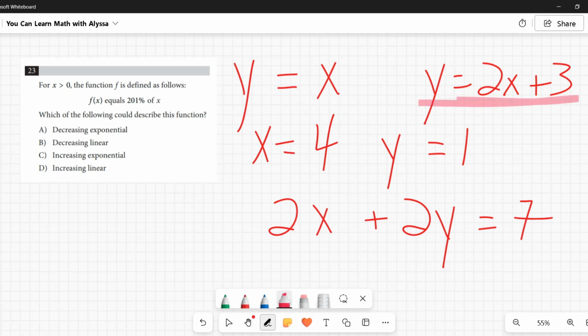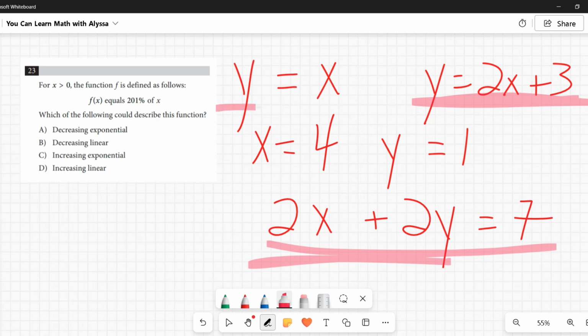This one up here is our y equals mx plus b, or slope-intercept form of a line. This is the standard form. That's just a diagonal line, 45 degrees. This is a vertical line. That's a horizontal line. Those are our lines.